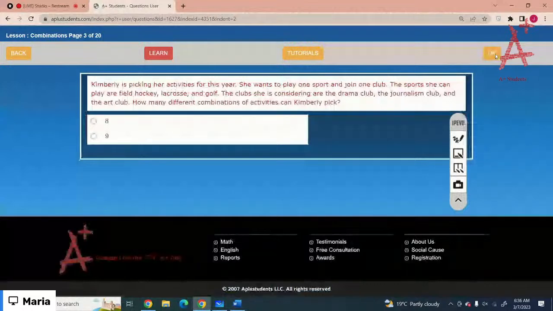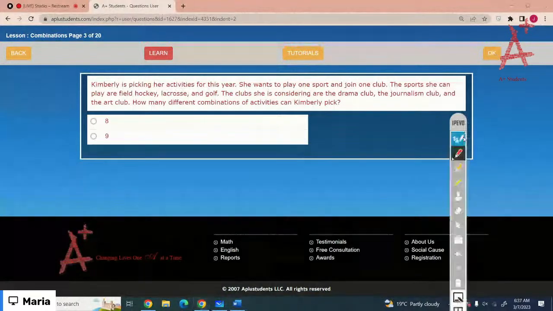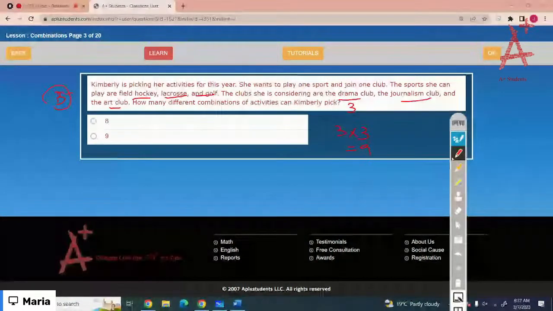Okay, Kimberly is picking her activities for this year. She wants to play one sport and join one club. The sports she can play are field hockey, lacrosse, and golf. So she has three choices for the games, and she is considering a drama club, a journalism club, and an art club. So three choices for this one. So you need to do 3 times 3, that would be 9. Got it? So the total combinations are 9.